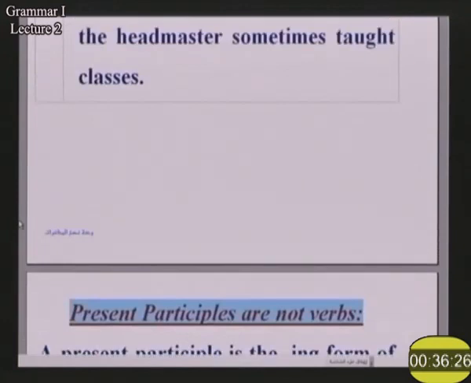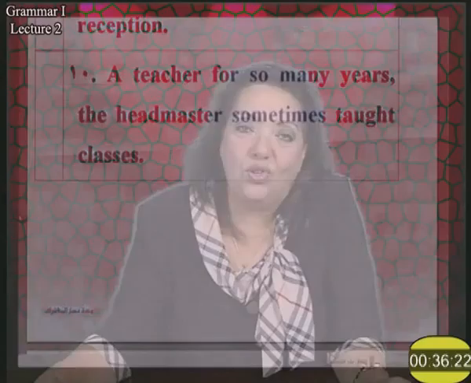طيب. Something else that we should not confuse. And this is rule number 3. Present participles are not verbs.